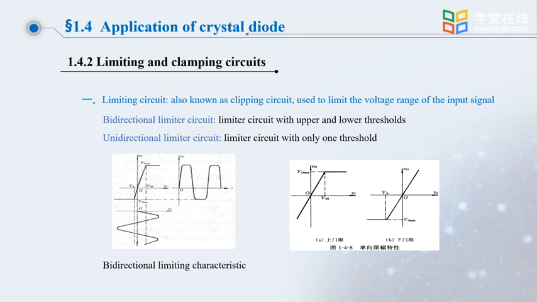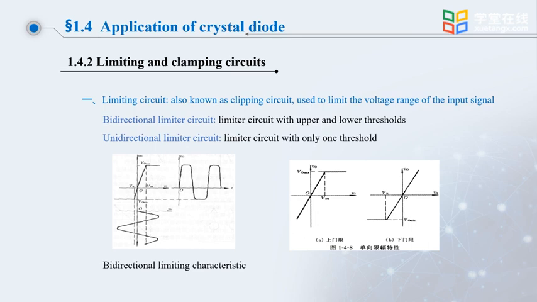When the voltage of Vi is between VIL and VIH, let's look at the transmission characteristics of input and output. This curve is a straight line segment, which indicates that Vi and Vo are linearly proportional. Vo changes as Vi changes. But when Vi is greater than VIH, Vo is equal to Vo max, the upper threshold voltage, which means Vo no longer changes with Vi. It is limited to Vo max.